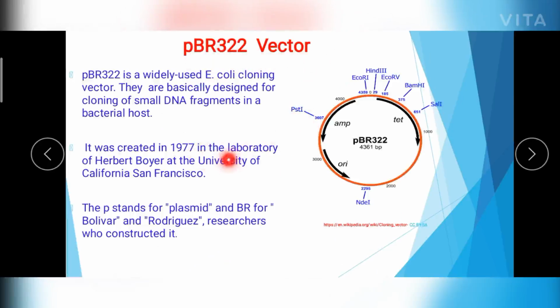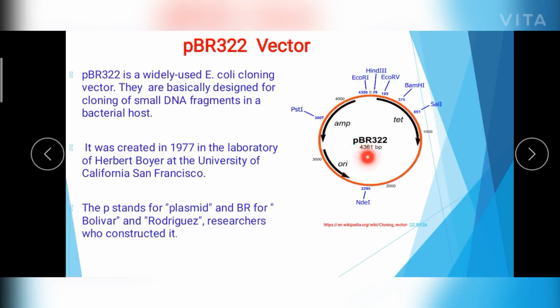So this particular plasmid was created in the year 1977 in the laboratory of Herbert Boyer at the University of California, San Francisco. In PBR322, P represents plasmid, B means Bolivar, R means Rodriguez. So Bolivar and Rodriguez are the scientists who constructed this plasmid, and 322 represents the series number. So this PBR322 is widely used in E. coli as a cloning vector, and it is generally used to clone small size DNA fragments in the bacterial host cell.